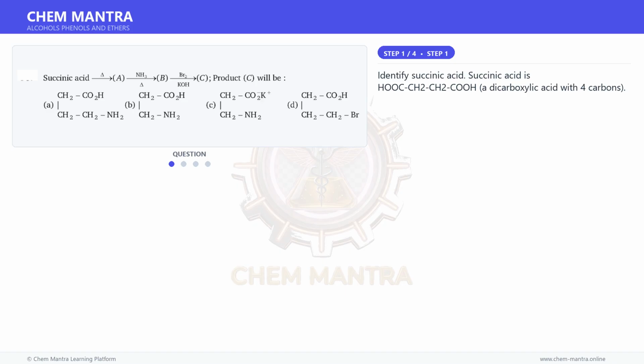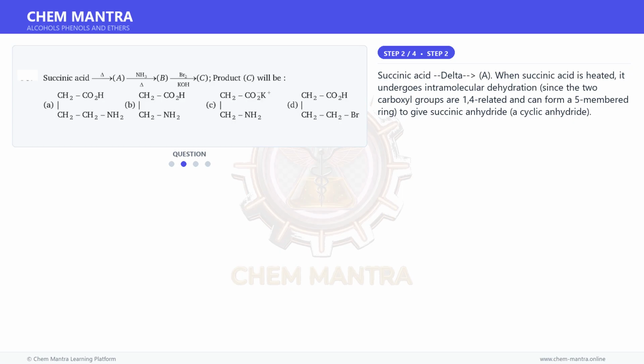Identify succinic acid. Succinic acid is HOOC-CH2CH2-COOH, a dicarboxylic acid with 4 carbons. Moving on to the next step.